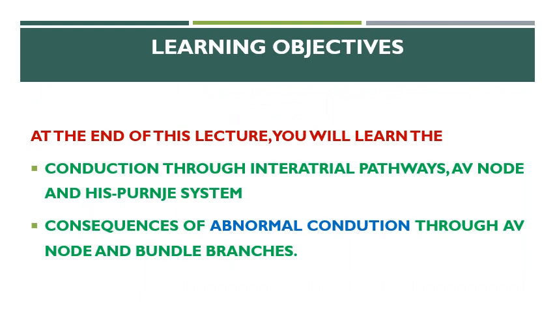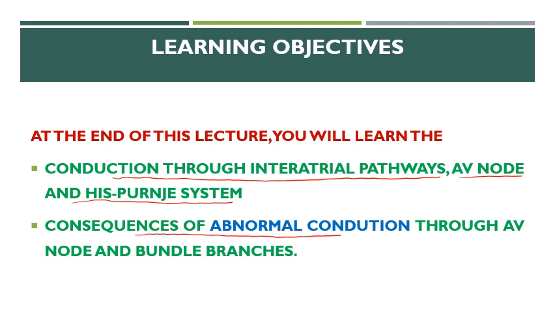At the end of this lecture, you will learn the conduction through interatrial pathways, AV node, and His Purkinje system. You will also learn the consequences of abnormal conduction through AV node and bundle of His and its branches.